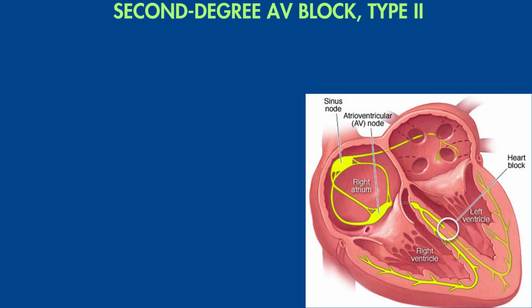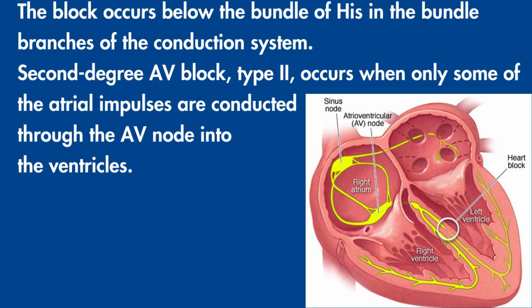Now we will see second-degree AV block type 2. Second-degree AV block type 2 is less common than type 1. It is more serious than type 1 because it may suddenly progress to a third-degree AV block and because it is usually bradycardic in nature. The block occurs below the bundle of His, in the bundle branches of the conduction system.